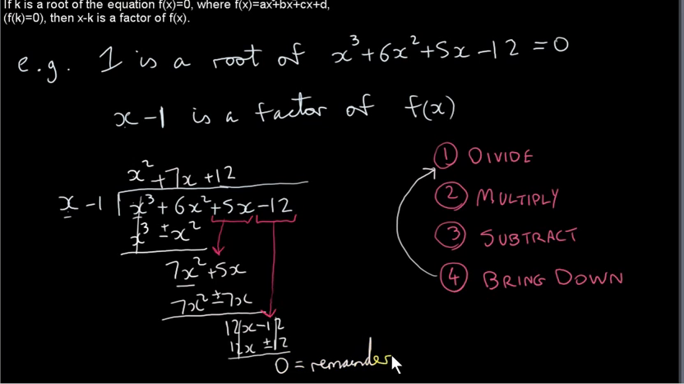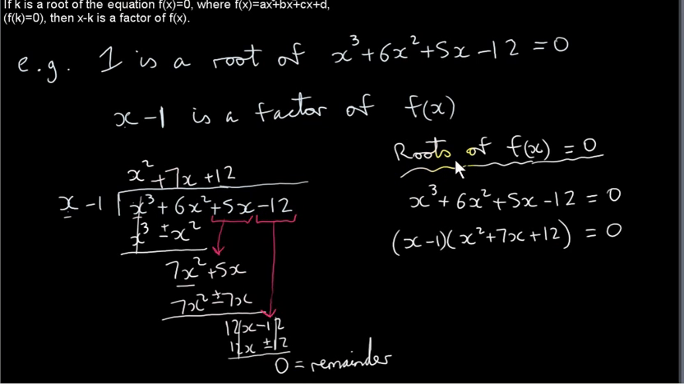Now we expected to get a remainder of 0 by the factor theorem. If 1 is a root, then x minus 1 is a factor. A factor means the remainder has to be 0. So in other words, if we multiply x minus 1 by x squared plus 7x plus 12 and add on 0, which won't do anything, we'll get this cubic.